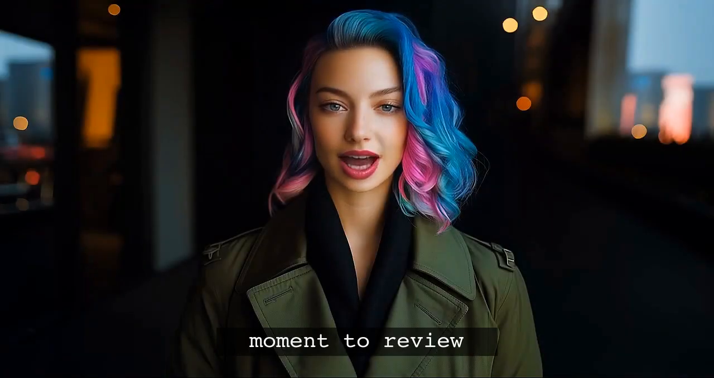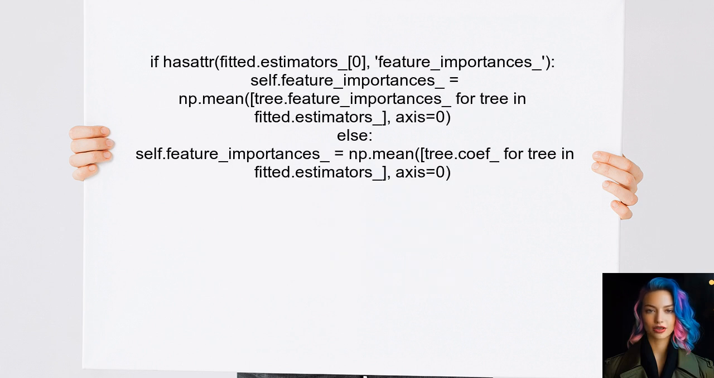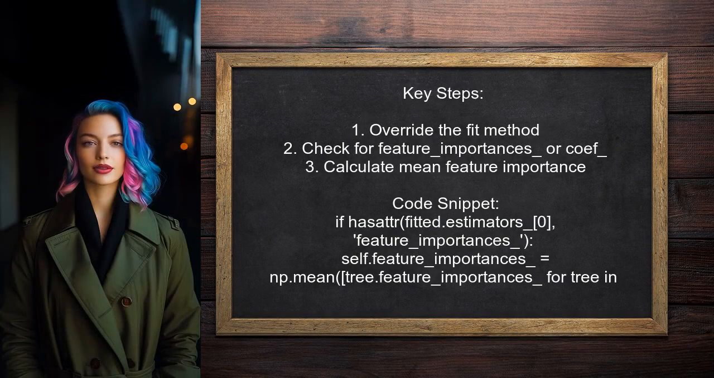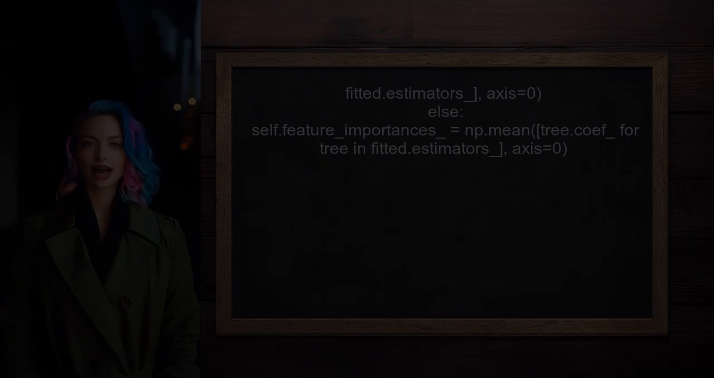Let's take a moment to review another user's answer. One user faced a similar challenge and found a solution by overloading the bagging classifier. They wanted to access the average feature importance directly from the bagging classifier object. Their approach involves creating a new class that extends the bagging classifier. In their fit method, they compute the feature importance by checking if the base estimators have the feature importances attribute or the coef parameter. This allows them to calculate the mean feature importance across all estimators.